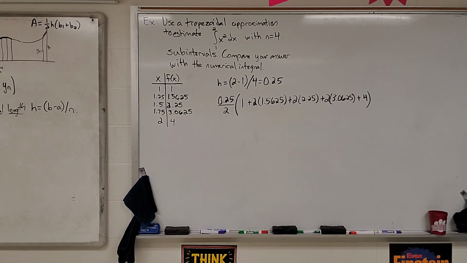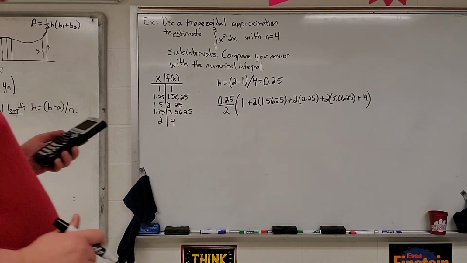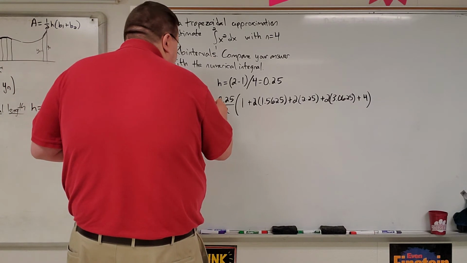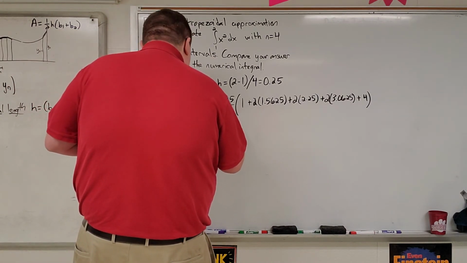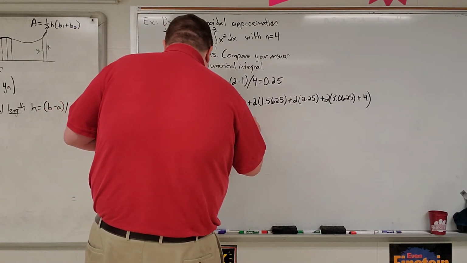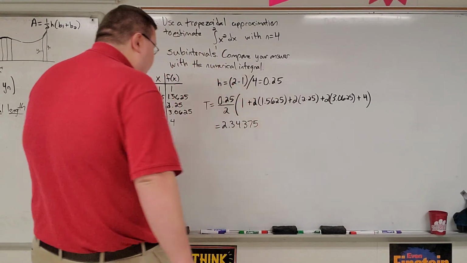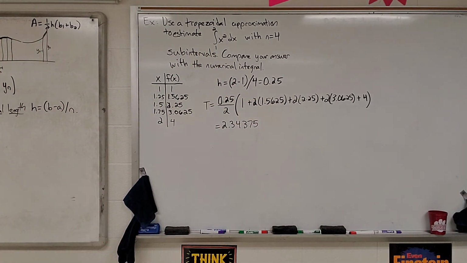So you do this with me if you're not already doing it. Pause the video if you need to. And I get an estimate. This is my trapezoidal estimate. I get an estimate of 2.34375. I'm just going to give every digit the calculator gives me. Of course, for the estimate there at the end, you could round that to 4 decimal places if you want to. That would be 2.3438 in that case.